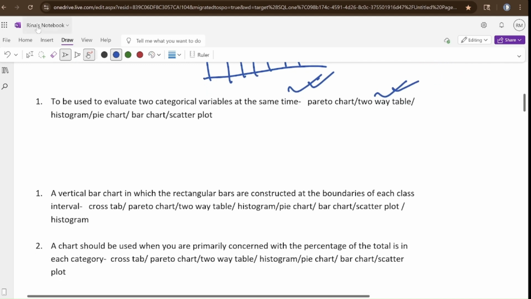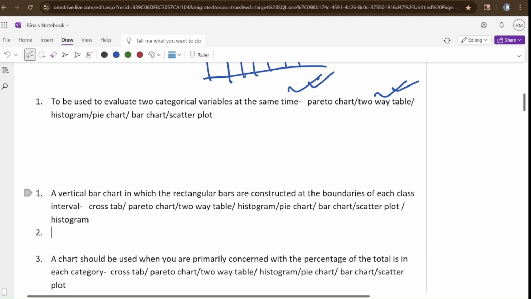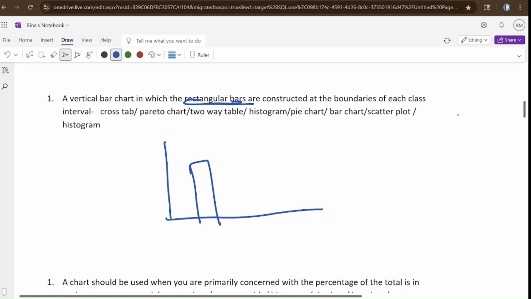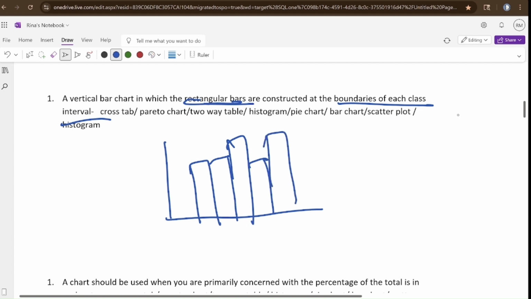Next question. A vertical bar chart in which rectangular bars are constructed at the boundaries of each class interval. That's also I have told you. Rectangular bars, so it will look like this. At the boundaries of each class interval, no gap. Right? In this way. Vertical bar chart. Simply you can say this is histogram.